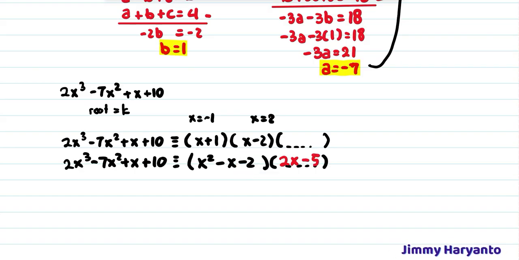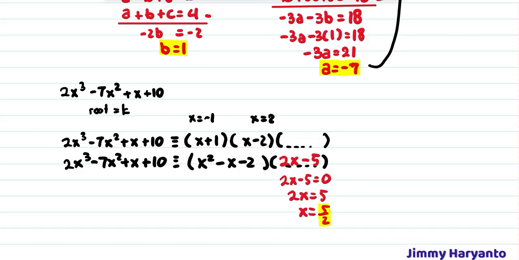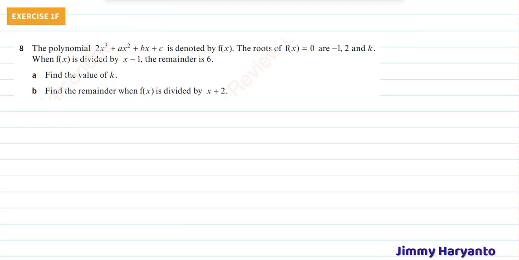So from 2x minus 5, we can find the value of x. x equals 5 over 2. That means the next root, which is k, is 5 over 2. So k equals 5 over 2. And then we are not finished yet. We have to find the remainder when the polynomial is divided by x plus 2.